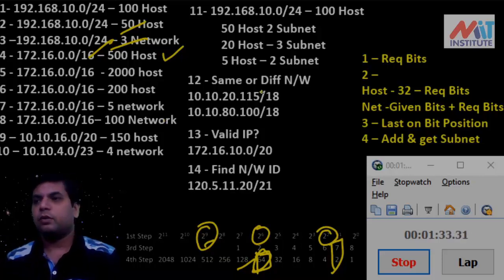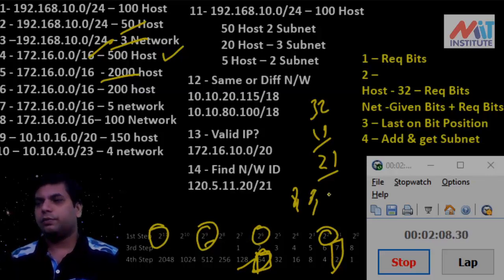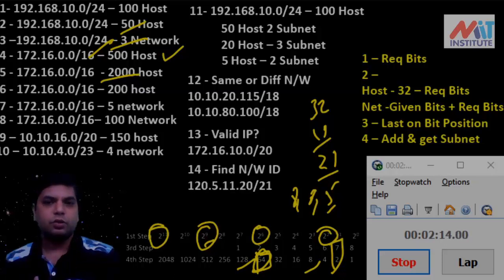172.16.2.0, 172.16.4.0 like this. Okay, for 2000 hosts we need 11 bits, which means we have 32 minus 11, 21. Okay, so with 21 our last on bit position is on the 5th position, so we need to add 8. So our network will be 172.16.0.0, 172.16.8.0, 172.16.16.0, 172.16.24.0 like this.